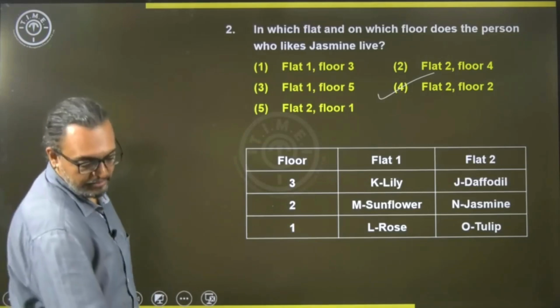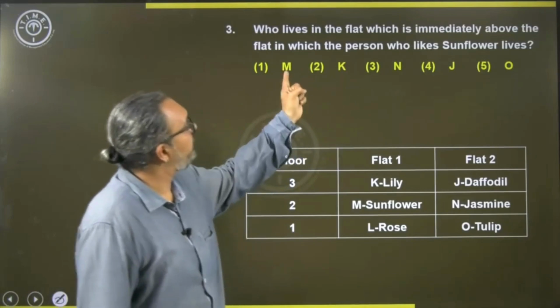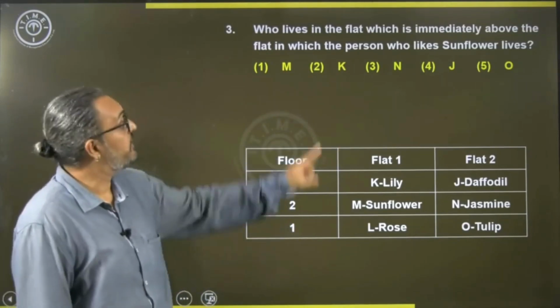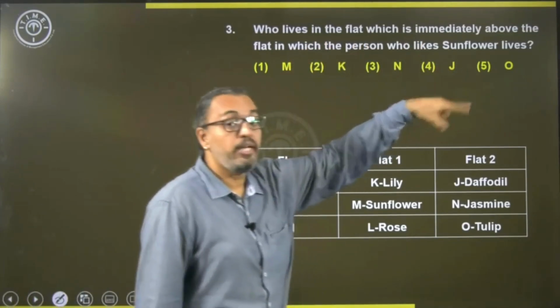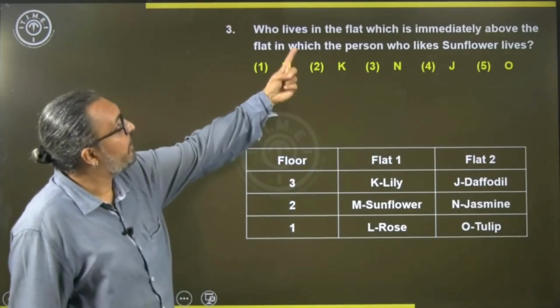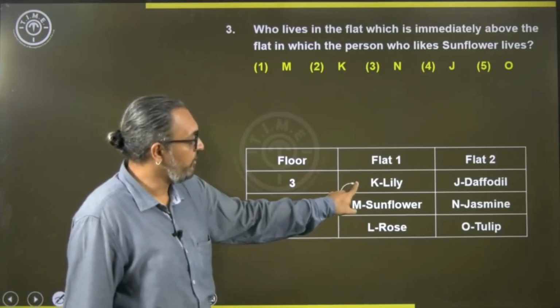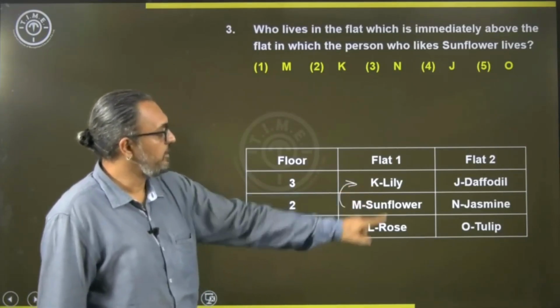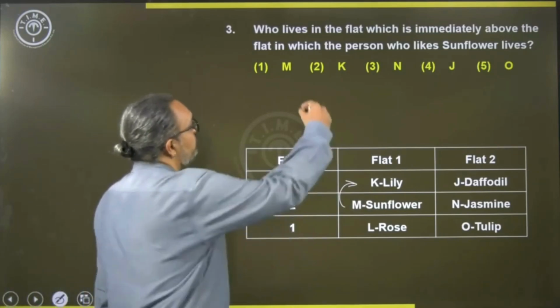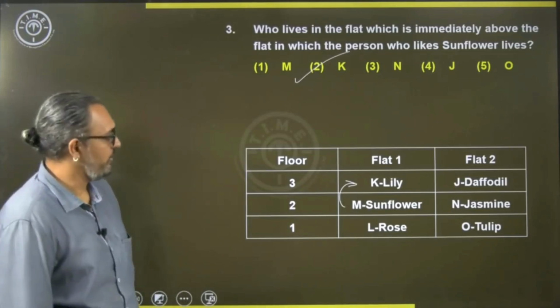Correct? Then who lives in a flat which is immediately above the flat in which the person who likes sunflower lives? See, he says flat which is immediately above. Sunflower is here, immediately above. Who is available? It is K and Lily. So it is choice 2. Correct? Yes.